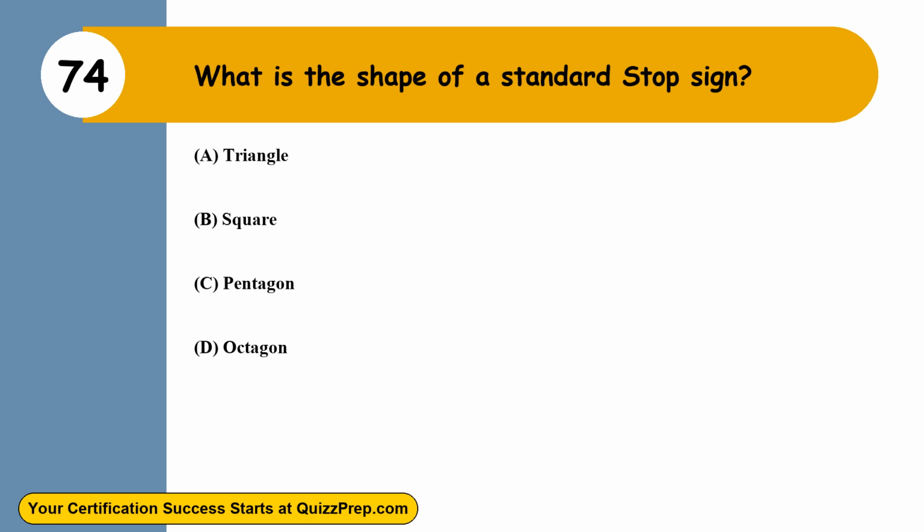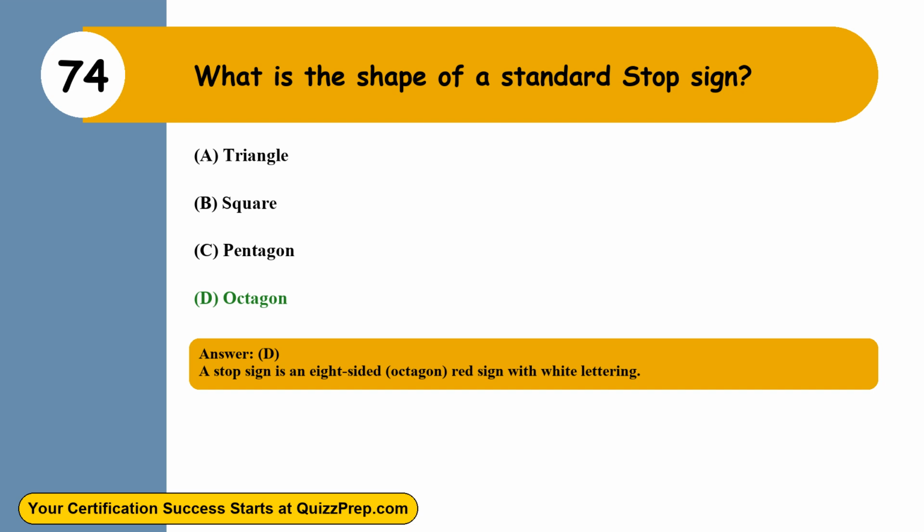Question 74. What is the shape of a standard stop sign? Option A, triangle. Option B, square. Option C, pentagon. Option D, octagon. The correct answer is option D, octagon. A stop sign is an 8-sided, octagon, red sign with white lettering.